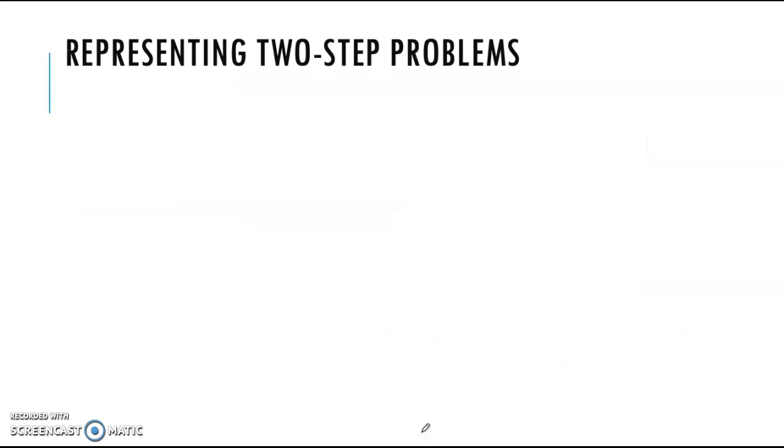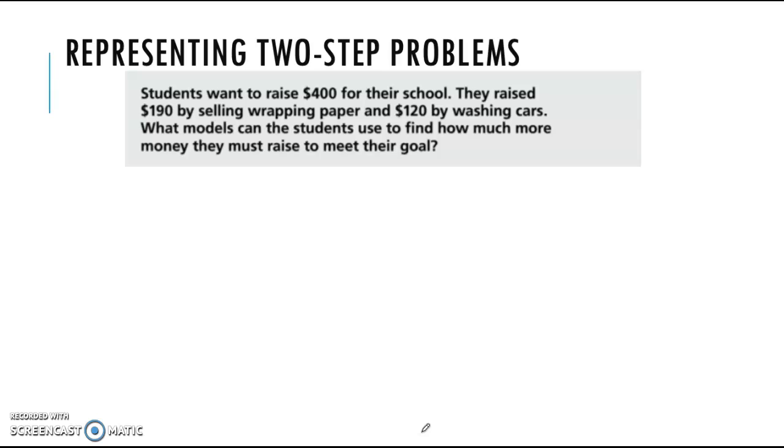Let's look at a multi-step problem, a two-step problem. So here, students want to raise $400 for their school. They raised $190 by selling wrapping paper and $120 by washing cars. What models can the students use to find how much more money they must raise to meet their goal?